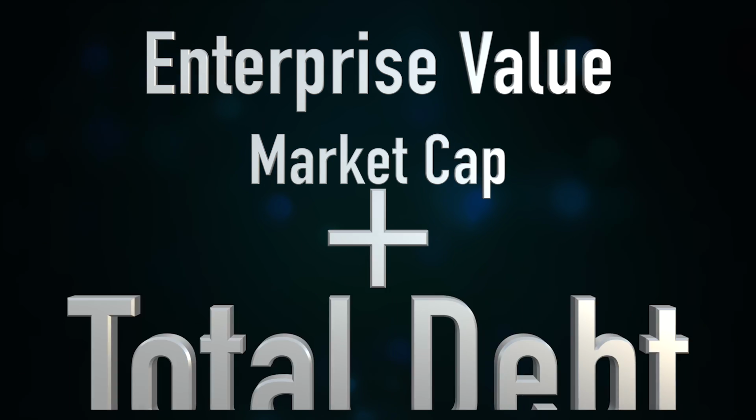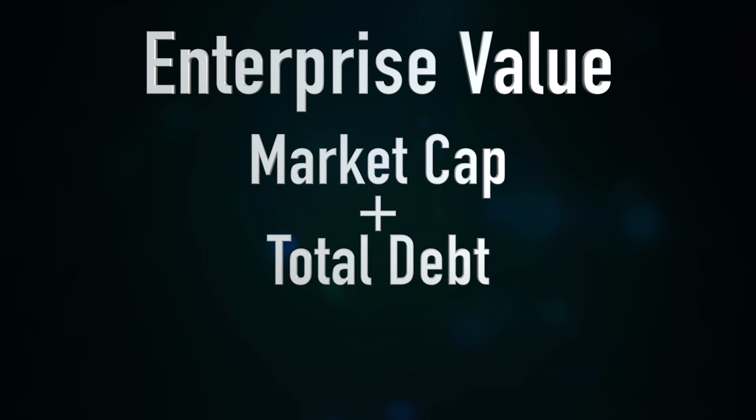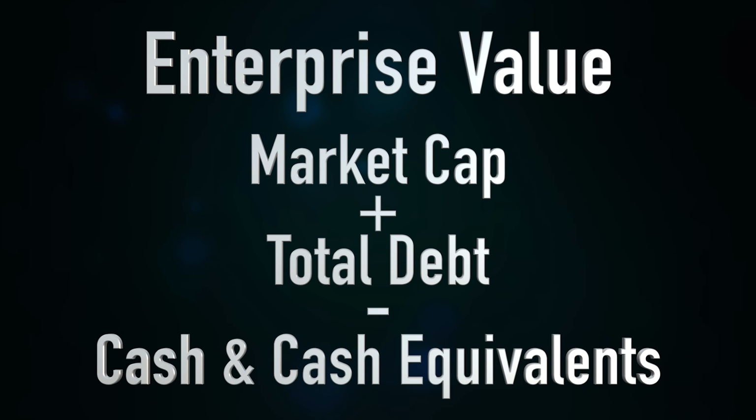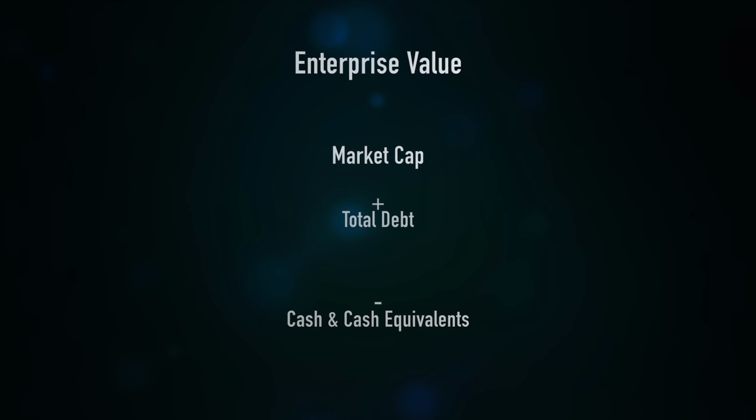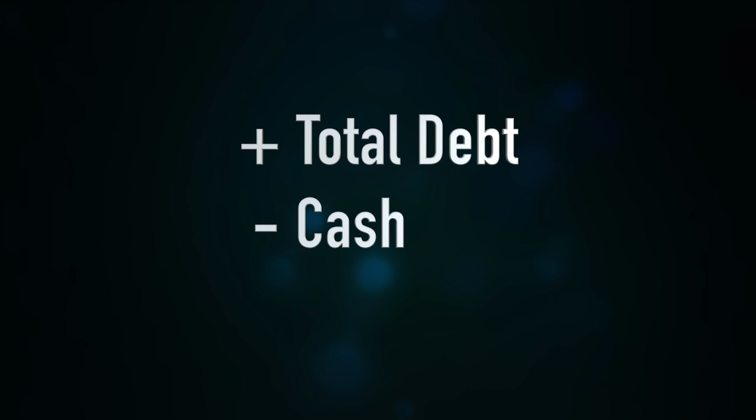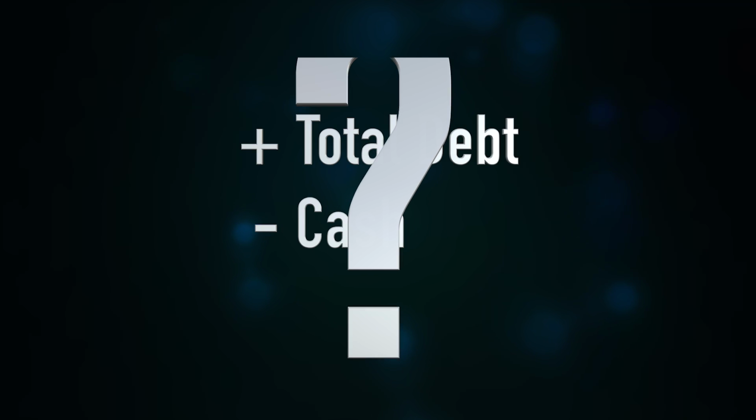Then we add in total debt, which from a finance perspective includes both long and short-term debt, and then we subtract all cash and cash equivalents. Still pretty easy. But why do we add debt and subtract cash? Shouldn't debt reduce the value of a company, and wouldn't cash increase the value of a company? Not if you are on the acquisition side of things.